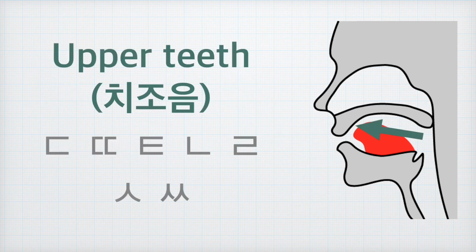Second, the upper teeth. This means that the tip of your tongue touches or makes a small gap between the upper teeth when you pronounce them. D, DD, T, and N touch. S, SS makes the little gap. Try them yourself and make sure it touches or makes a gap in your upper teeth.